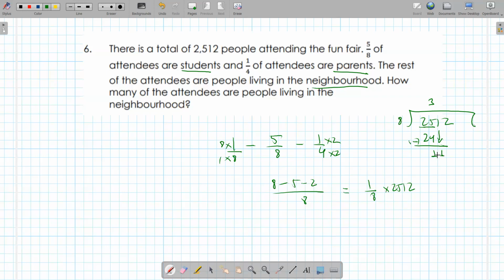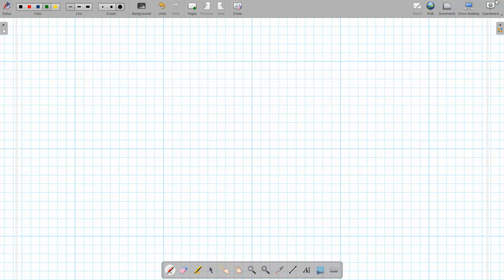Does 8 go into 11? Yes, just once. Then subtract, you get 3, and then you bring the other digit down. Does 8 go into 32? Yes, 4 times. And there we go, the answer is 314. 314 people were from the neighborhood.